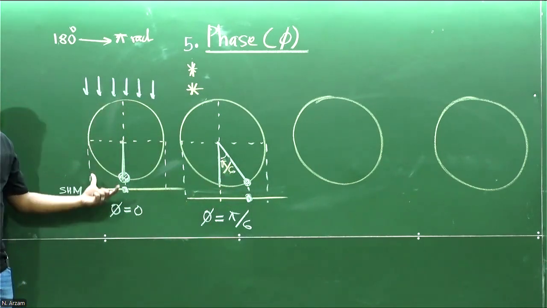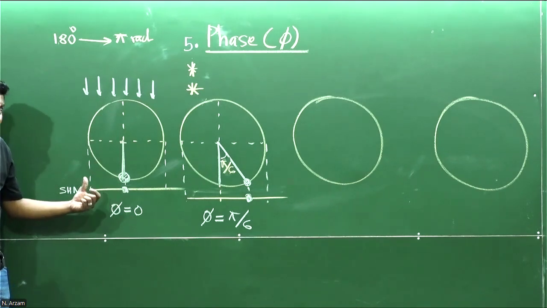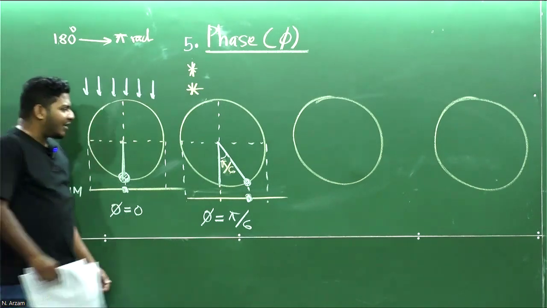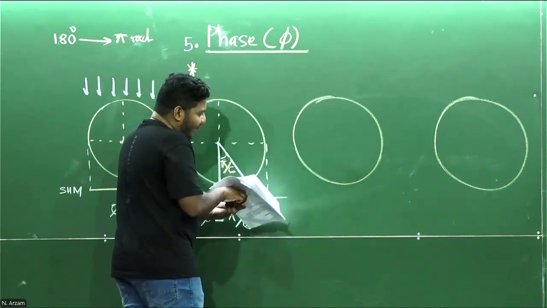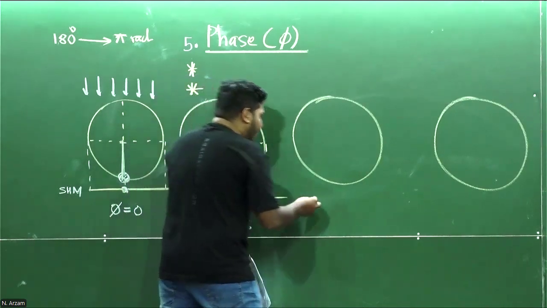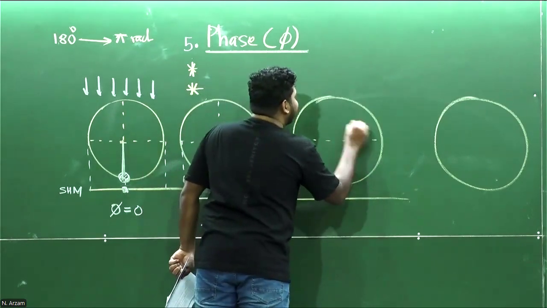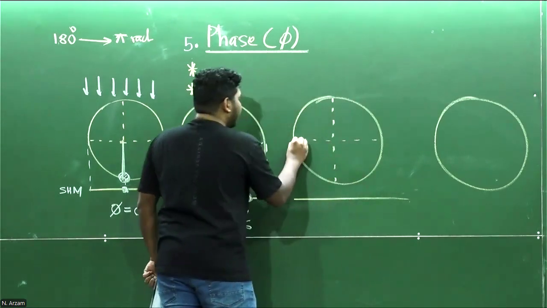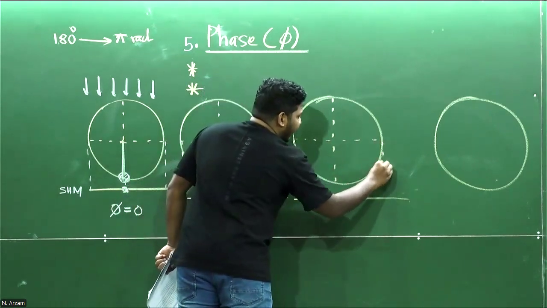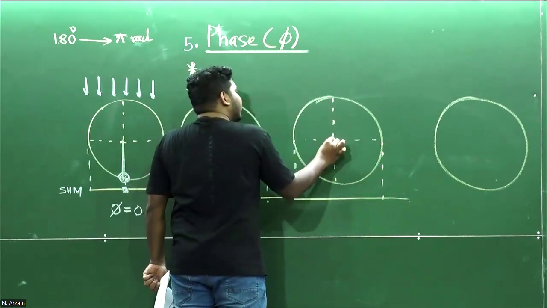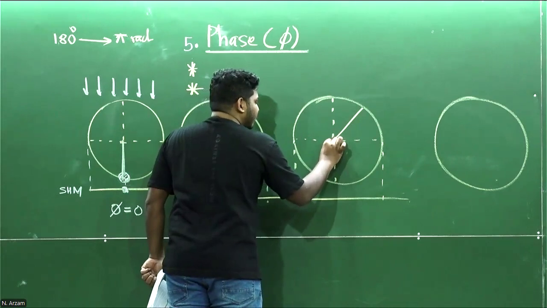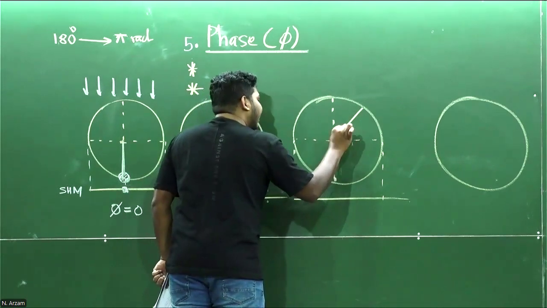Why are we using this phi here? What is the reason? Look at this one. I'm going to give you some examples so you can easily understand. First of all, try to understand what I'm explaining right now. When the particle is here, tell me, what is the angle here?